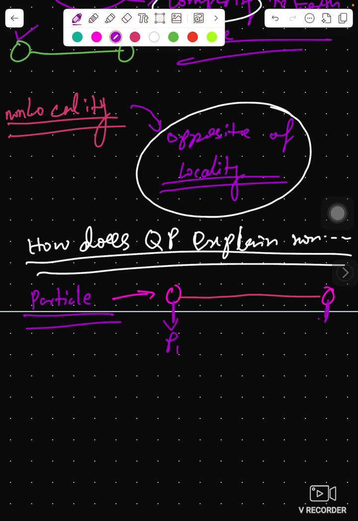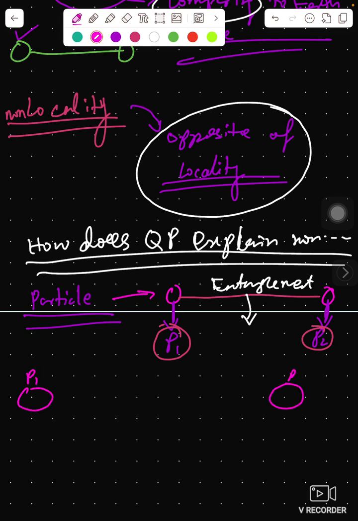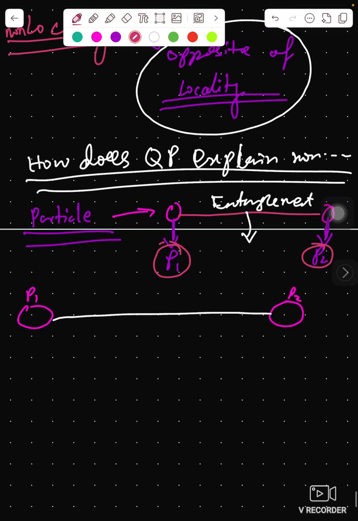So P1 is particle 1, P2 is particle 2. We also know about this phenomenon which is now possible, quantum entanglement. What it does is, two particles P1 and P2 somehow, and when I say somehow, I don't have an explanation, because this is the weird nature of quantum mechanics, from nowhere will be in a state that they will share properties.